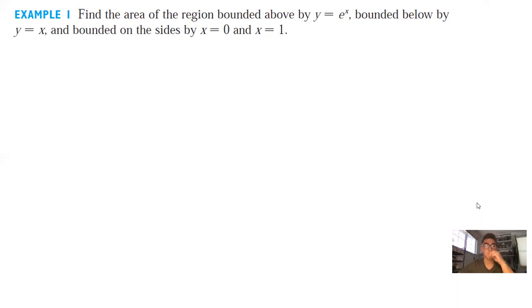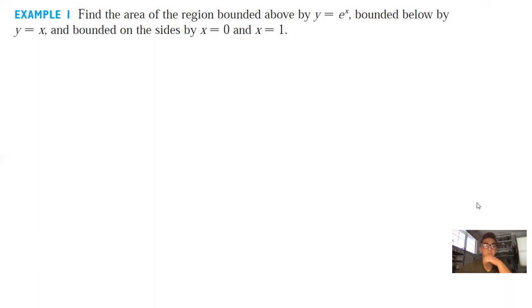Find the area of the region bounded above by y is equal to x times e to the x, bounded below by y is equal to x. And we're going to go from 0 to 1. Now, on the homework, if you want to, please graph these, because seeing the visual helps tremendously to see what you're dealing with here.